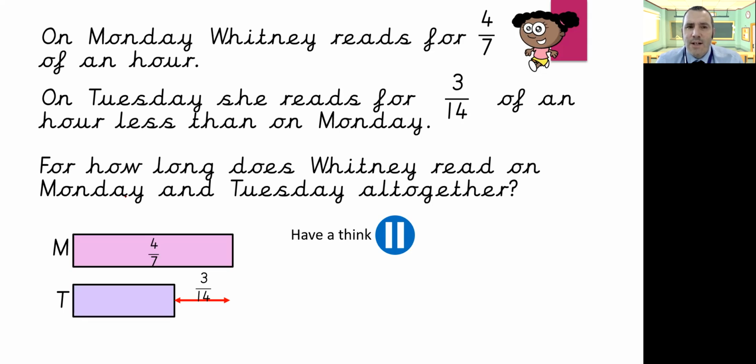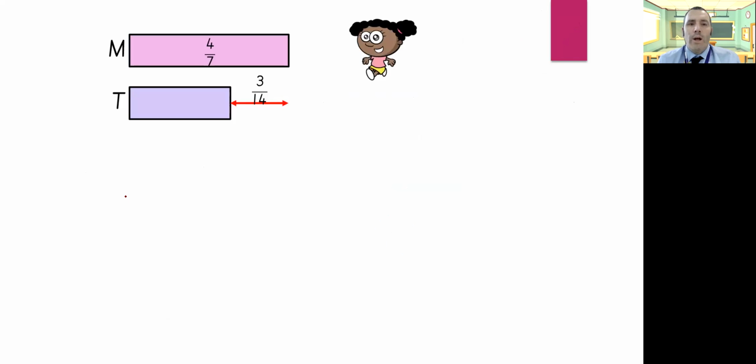Did you manage to work it out? Let's have a go through and we'll work it through together. So if you haven't managed to do it, don't worry. So we know we have 4/7 of an hour of time used on Monday. And on Tuesday, she reads for 3/14 of an hour less. So we need to do 4/7 take away 3/14. That will give us what goes in the blue bar for Tuesday.